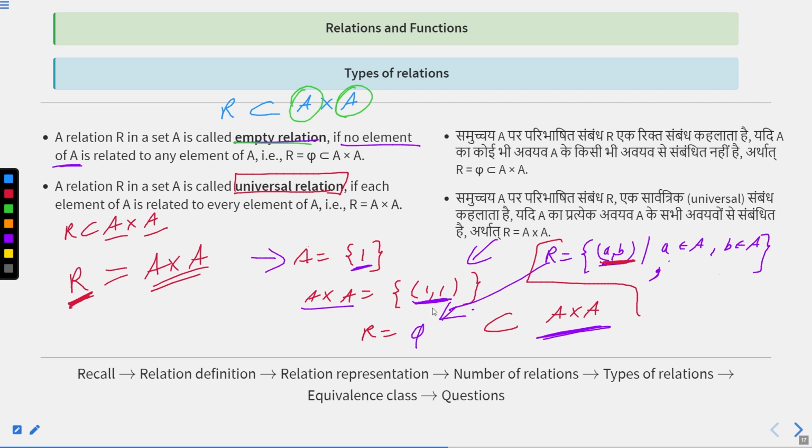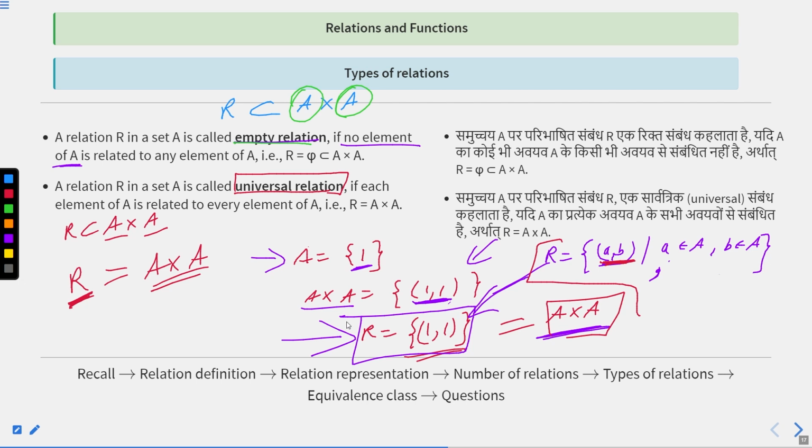If you write it down, you will get this set, and this set is equal to A cross A. So by definition, I will call this relation R the universal relation. I hope that it is also clear to you. Very simple, very straightforward definitions. The main thing is that in both of these relations, my relation is from A to A itself.